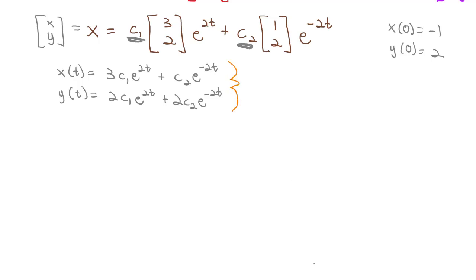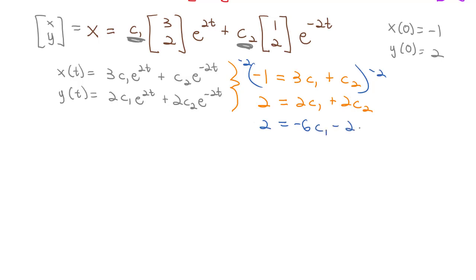Plug those values in that we were given. x of 0 is -1 equals 3c1 e to the 0, which is 1, plus c2. For the y of t, it equals 2 when t is 0. Plugging in 0, we get 2c1 plus 2c2. And then all we have to do is go back and solve for c1 and c2. I'm going to do that by multiplying the first equation by -2 on both sides. That's going to give me 2 equals -6c1 minus 2c2.